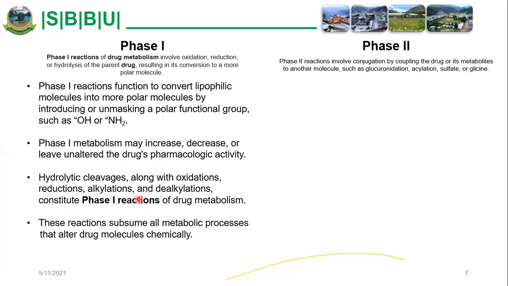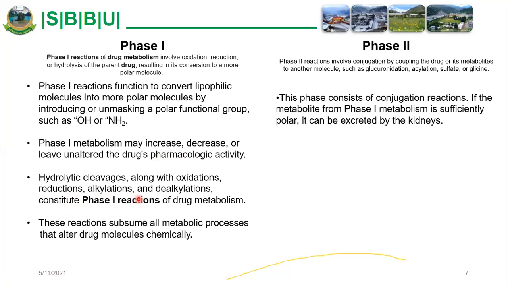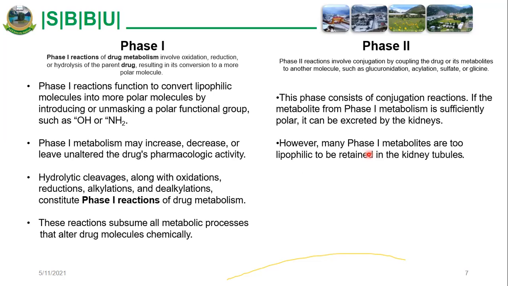All metabolic reactions alter the molecule chemically. While the phase 2 reactions are conjugation reactions, the phase 1 products are made sufficiently polar so that they can easily be excreted by the kidneys. However, a phase 1 metabolite may be too lipophilic and be retained in the kidney tubules.